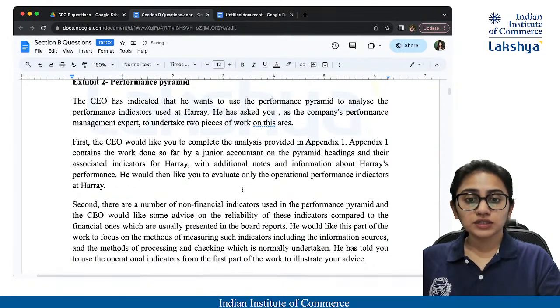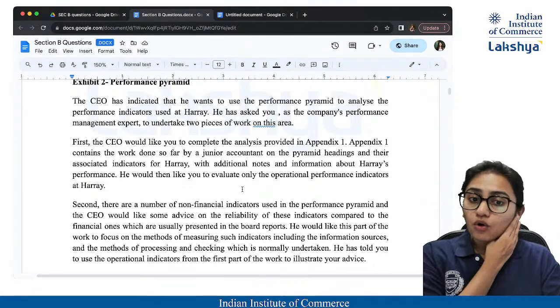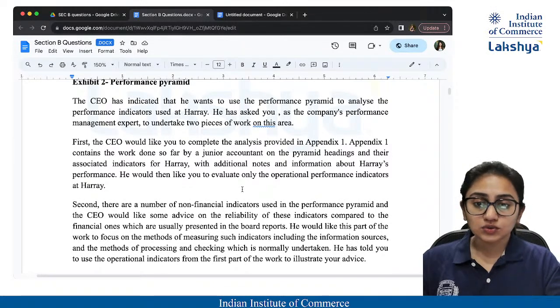First, the CEO would like you to complete the analysis provided in Appendix 1. Appendix 1 contains the work done so far by the junior accountant on the pyramid headings and their associated indicators of Harry, with additional notes and information about Harry's performance. He would then like you to evaluate only the operational performance indicators at Harry.